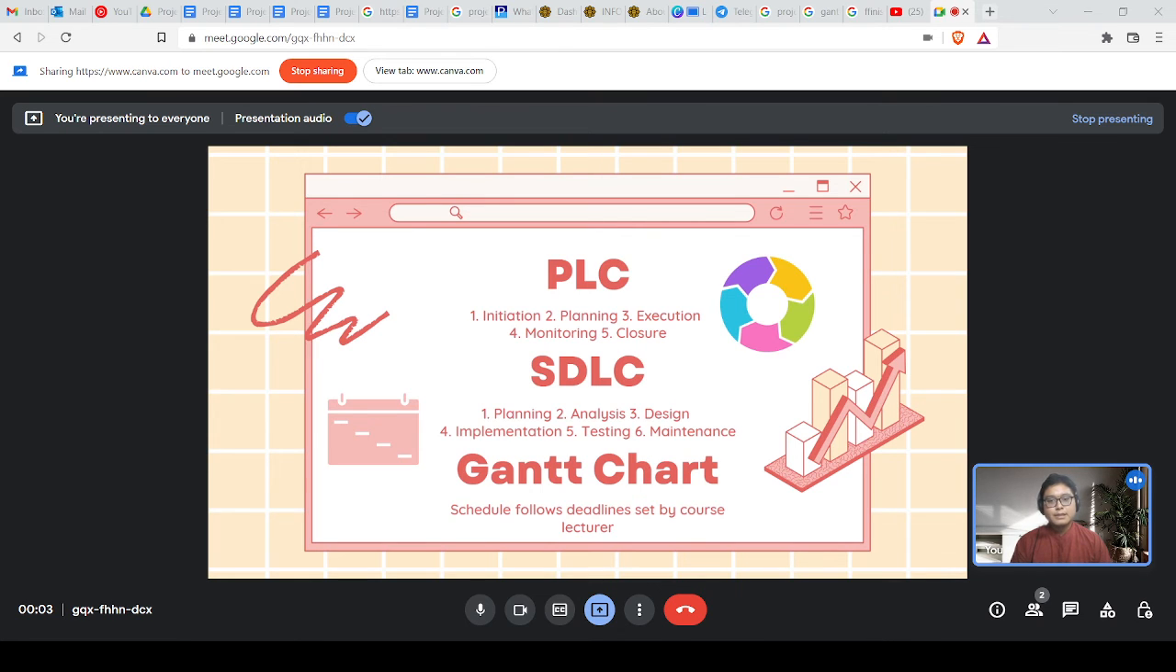And implementation is the same as execution in PLC. And for testing, we did the UAT as mentioned earlier in PLC, and the maintenance is not included for our project because our website project ended with the closure already, and it is not required by our course. It is not included in our project scope. And that's all for this slide.